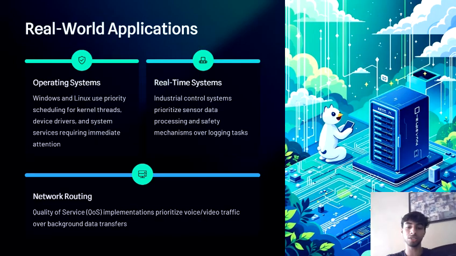Real world applications. Priority scheduling is widely used in real systems. In operating systems like Windows and Linux, it's used for kernel threads and device drivers that need instant response. In real-time systems like industrial controls, safety sensors get top priority over non-critical tasks. And in network routing, quality of service gives higher priority to voice or video packets compared to background data like file downloads.